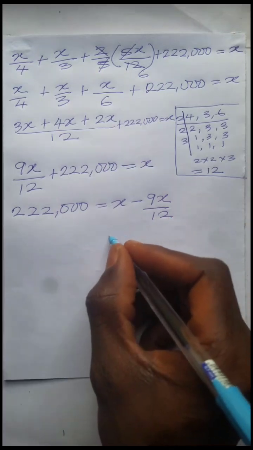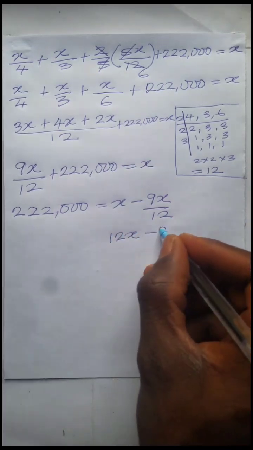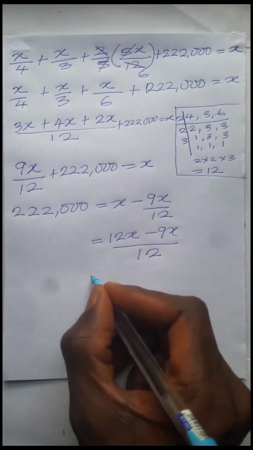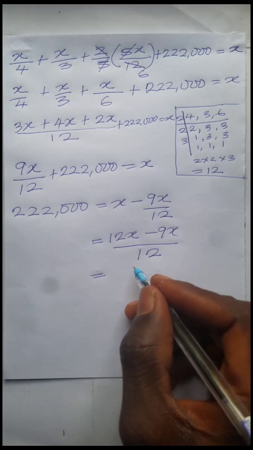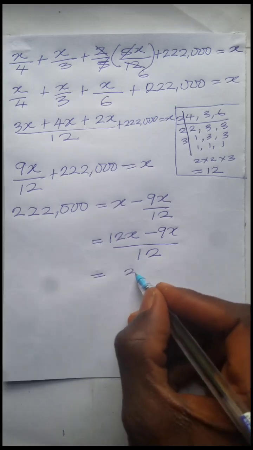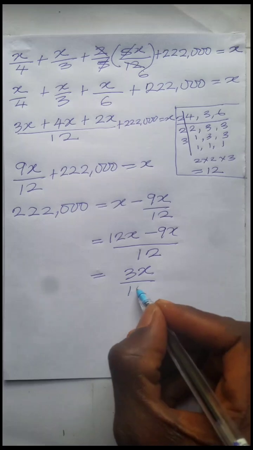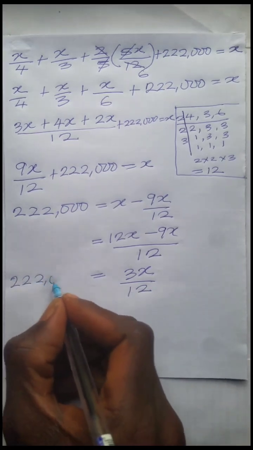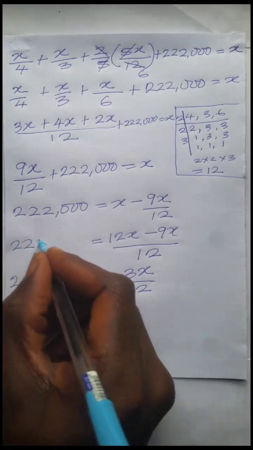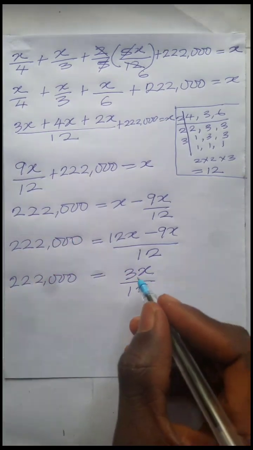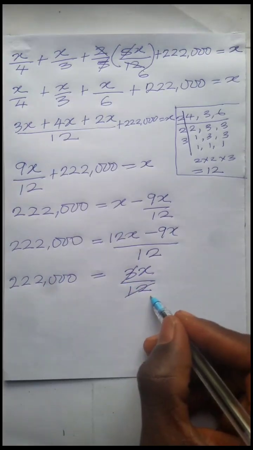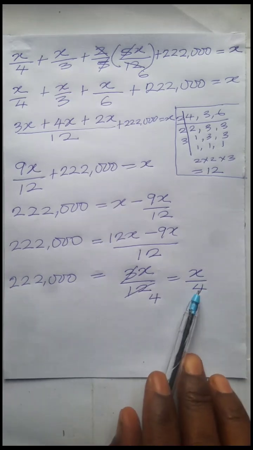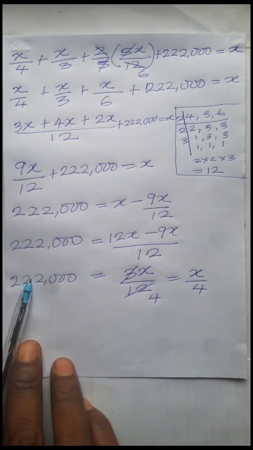Again, solving this becomes 12x minus 9x over 12. And that becomes what? 12 minus 9 is what? 12 minus 9 is 3. 3x over 12. Right? Remember, these are 2,222,000. Now you see that 3 can go into 12 4 times. So that becomes x over 4, right? And the next step is just for us to multiply both sides by 4.